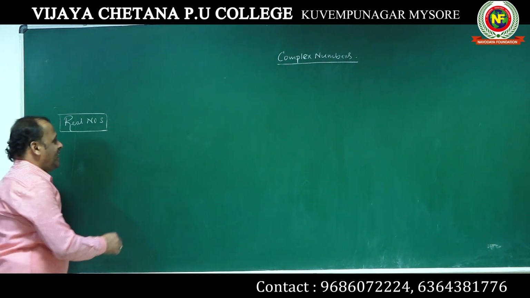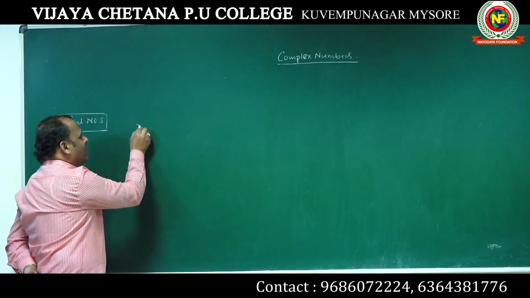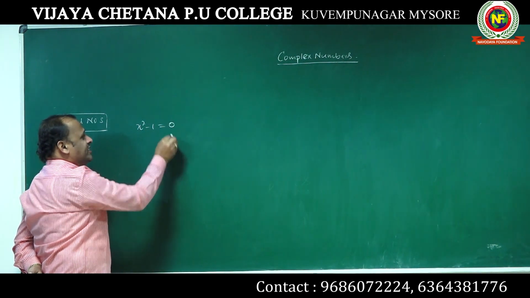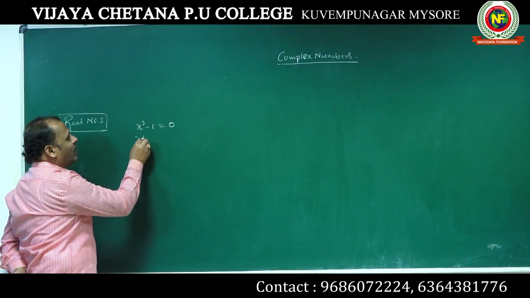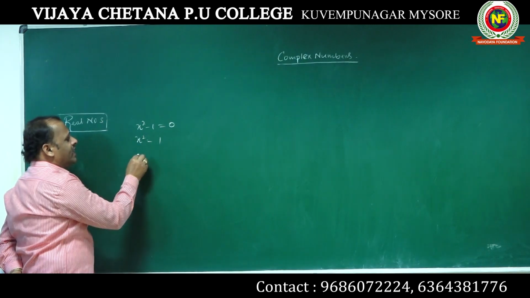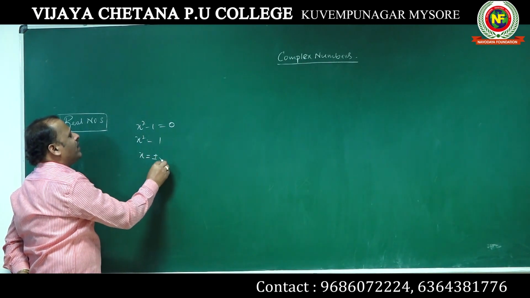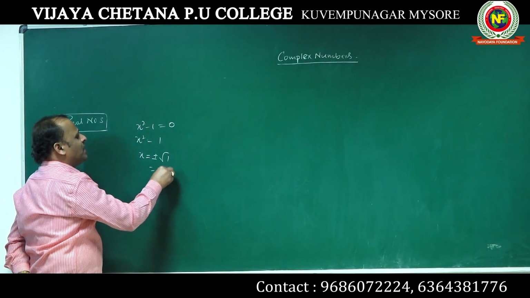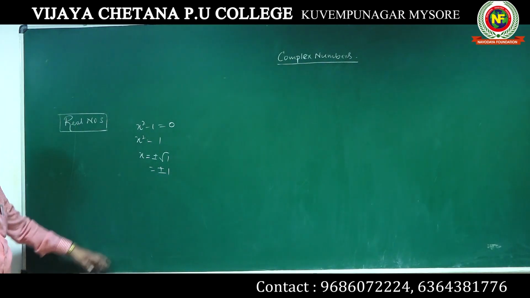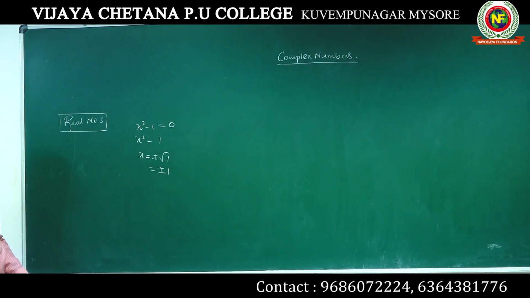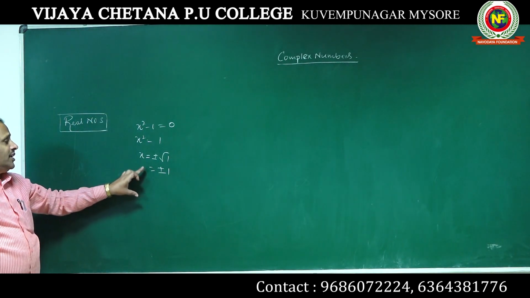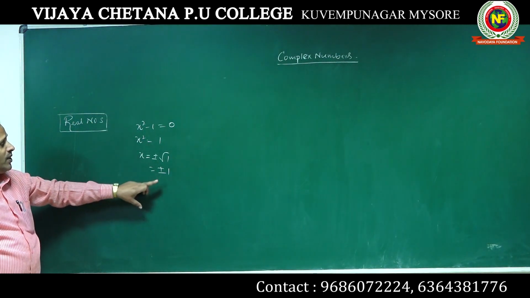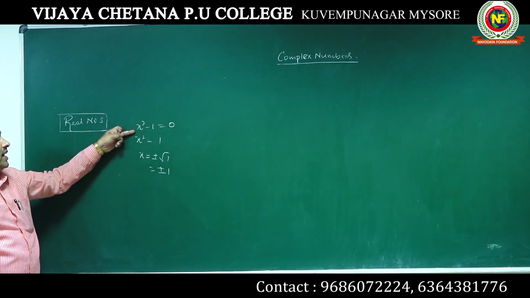Here I take one example, x square minus 1 equals 0. How to solve this? x square is equal to 1, then x equals plus or minus square root of 1, which is plus or minus 1. When you solve this and substitute either plus 1 or minus 1 in place of x, you will get 0.